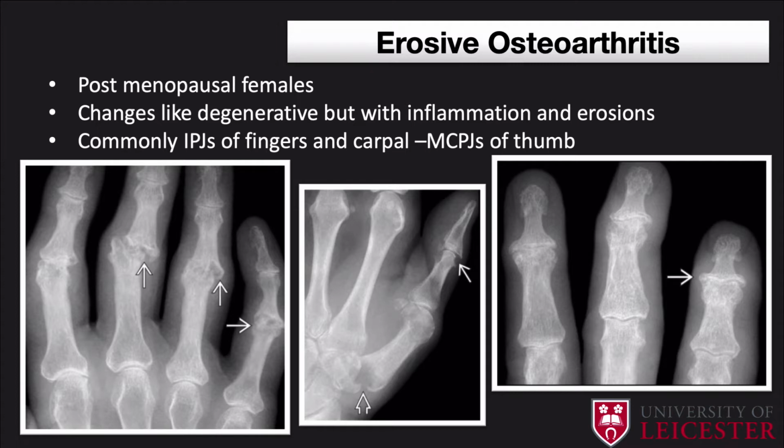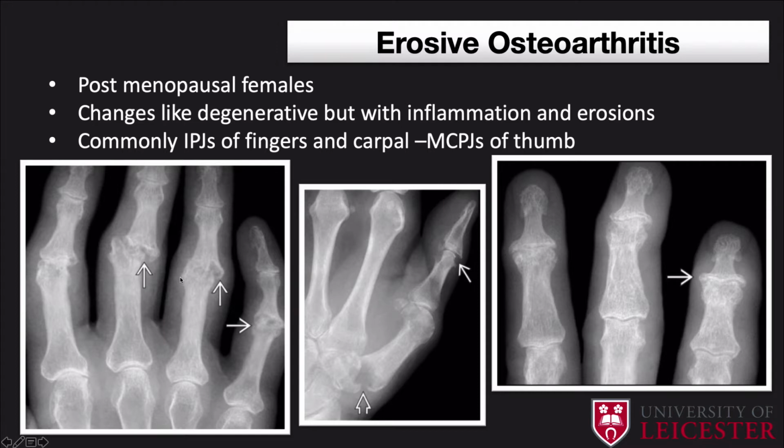Now, you would know from just generic osteoarthritis that you're looking for subarticular changes, you're looking for loss of joint space, you're looking for subchondral sclerosis, geode formation, and essentially the difference with erosive osteoarthritis versus an osteoarthritis is really the erosive changes that you're getting. And classically, they tend to occur in sort of postmenopausal females. Think degenerative change, but then with inflammatory component and erosive changes, and they commonly affect these interphalangeal joints.